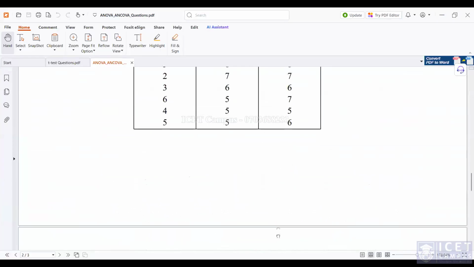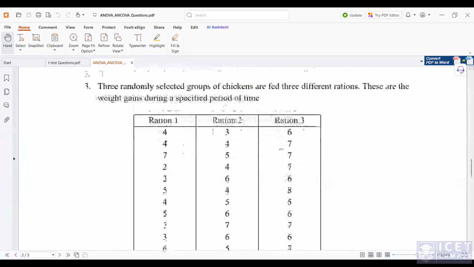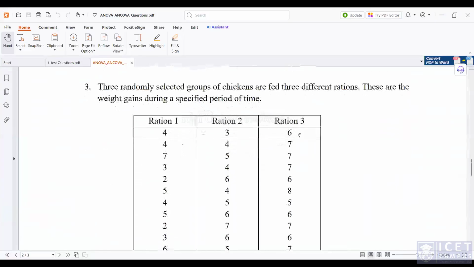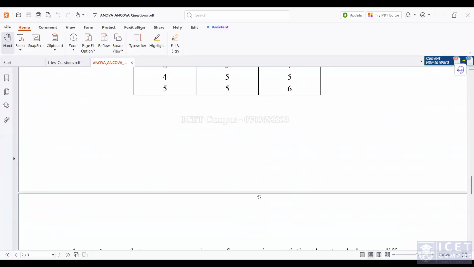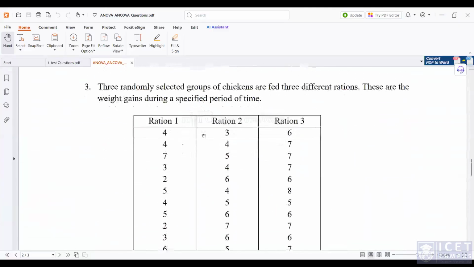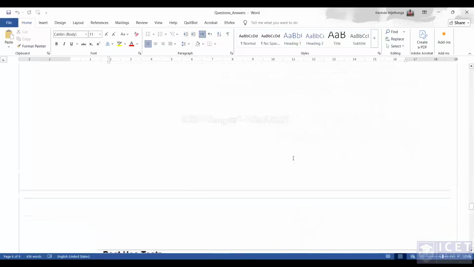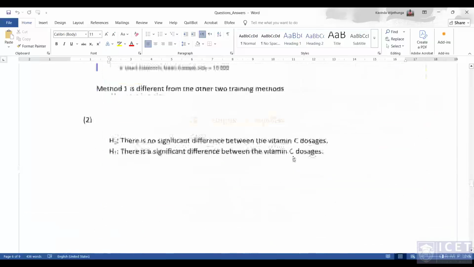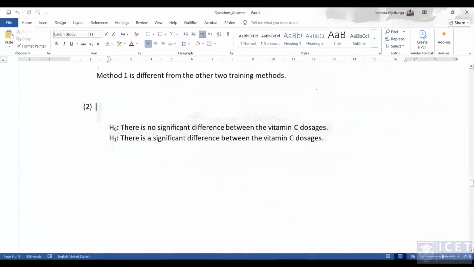Right. We can write the null and the alternative hypothesis. Then we need to check whether there is a significant difference. So we can go for the third question.